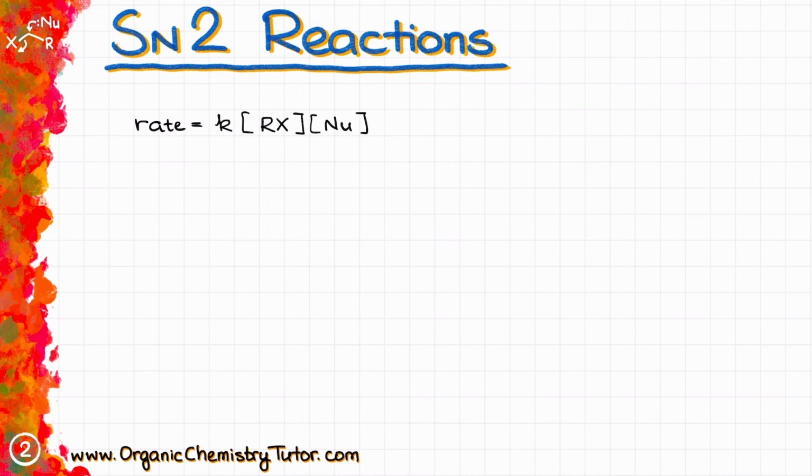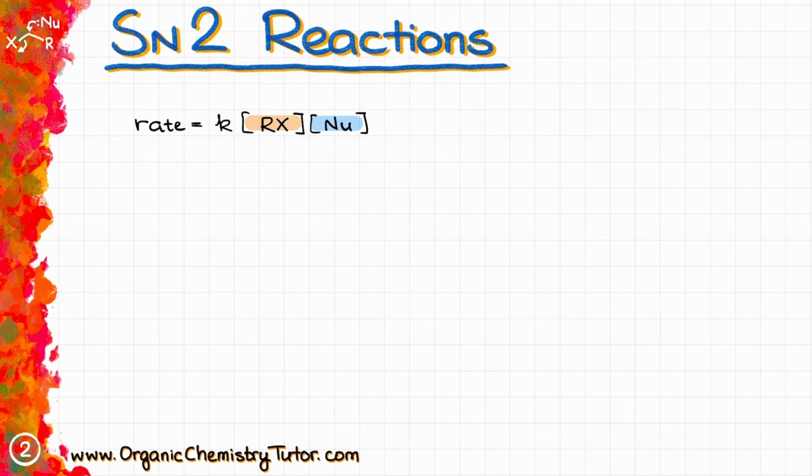And since this is a bimolecular reaction, it means that the rate of the reaction depends on both the concentration of my substrate and the concentration of my nucleophile, which means that if I increase or decrease the concentration of either of those, or both, the rate is going to change correspondingly.